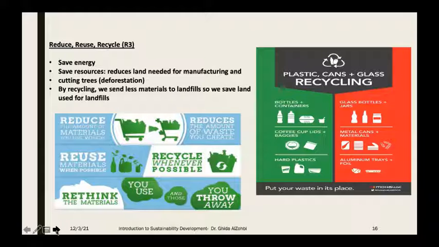For example, by recycling, we can send fewer materials to landfills, so we can save land usage for landfills. And also by reusing, we can save resources, and also reduce the need for manufacturing and cutting trees.